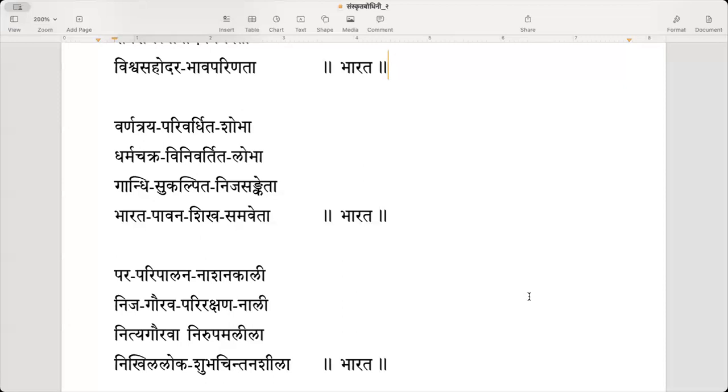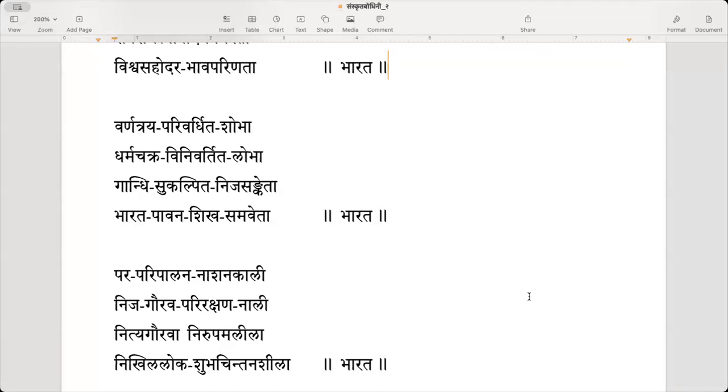Then Dharma Chakra Vinivartita Lobha. Sorry, Lobha. I think it is Lobha here. Lobha means greed. Dharma Chakram is responsible for Vinivartita. It is a removal of lobha, removal of greed. There is a Dharma Chakram, an Ashoka Chakra. Vinivartita here means it drives away greed.